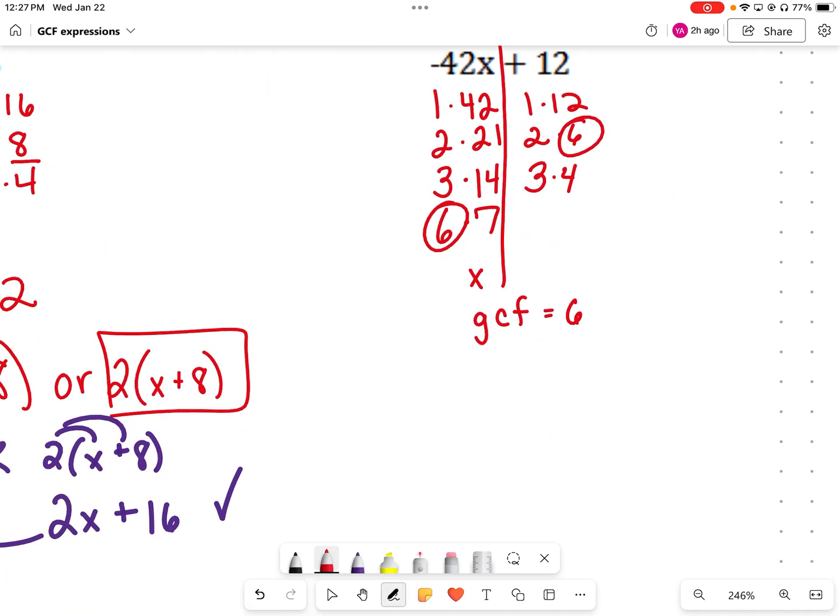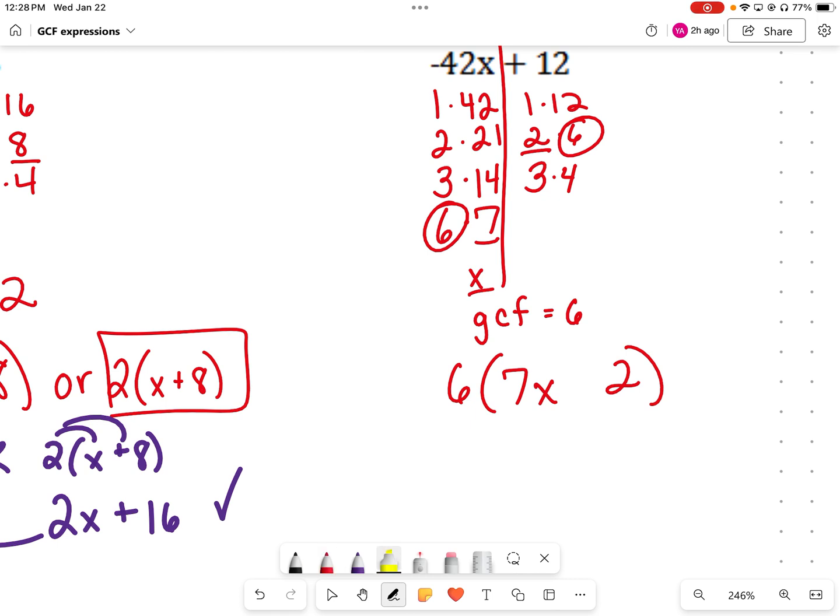So we're going to write it as 6 parentheses. And then you look at the 42x column and you look at what matches with our GCF, and it is 7. So see how I underlined 7? So 7 goes in the first spot. And then I still have to keep my x, so x. So 7x. And then I look at the 12 column and I have 6. What matches with it is a 2. So I put 2 after that, leave a blank.